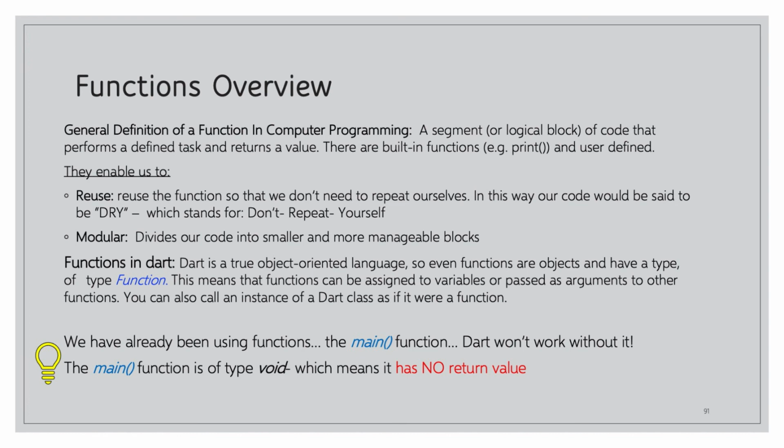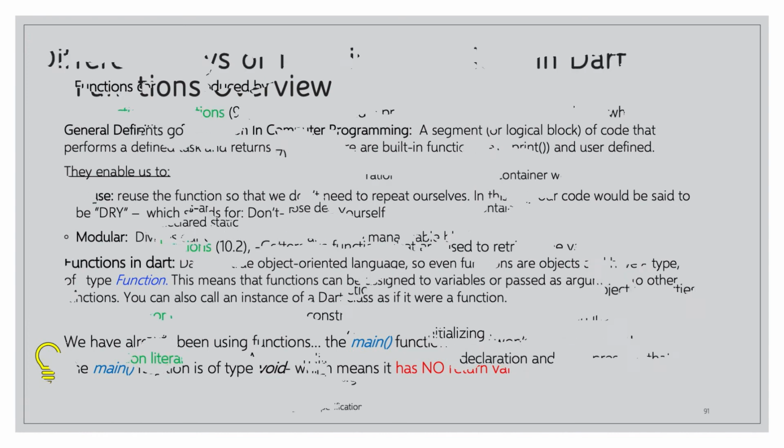Functions in Dart. Dart is a true object-oriented language. So even functions are objects and have a type of type Function. This means that functions can be assigned to variables or passed as arguments to other functions. You can also call an instance of a Dart class as if it were a function. Now, we've already been using functions. The main function, Dart won't work without that. The main function is of type void, and what that means is it has no return value. We're going to learn all about that in the upcoming slides.